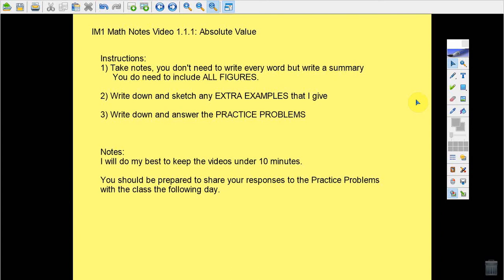First off, when you're taking notes, you don't have to write down every word that's on the screen. If you want to, you can, but it's usually better to watch the video once, then pause it, and then write down your summaries and include all of the figures. That's one of the things that we'll be looking for when we grade this. You want to write down and sketch any extra examples that are given, as well as practice problems.